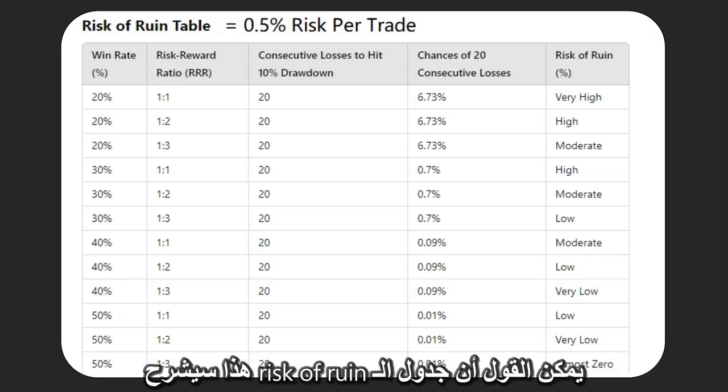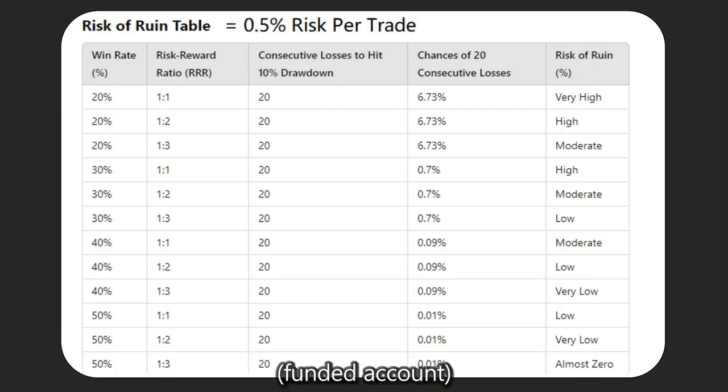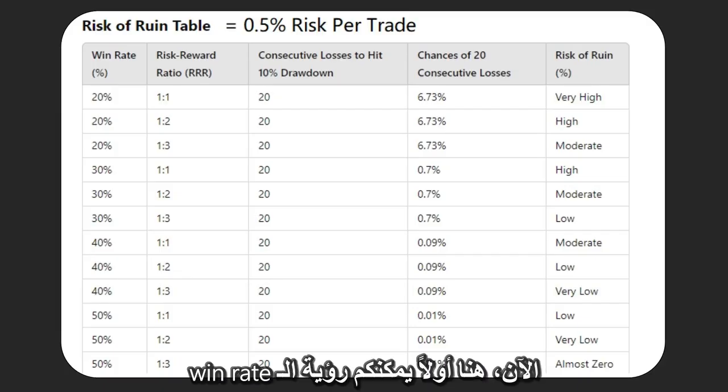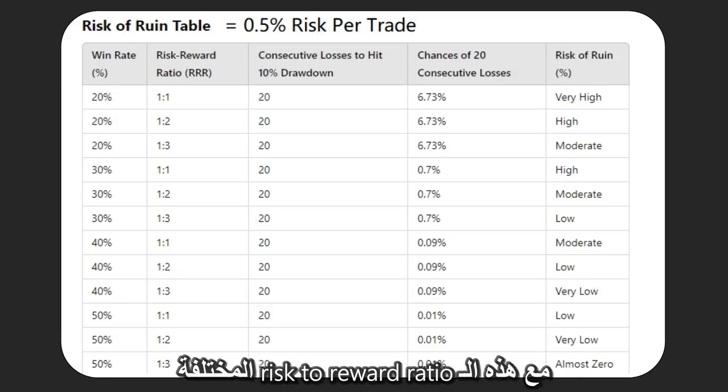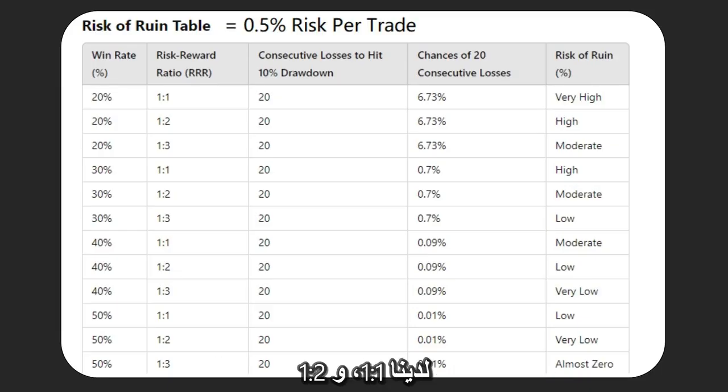So basically you can say that this risk of ruin table will explain the risk of ruin for your funded account. Now right here, first of all, you can see the different win rates, right? We've got a 20% win rate all the way up to a 50% win rate. And then along with it, we've got the different combinations of those win rates with these different risk to reward ratios. We've got the 1 to 1, the 1 to 2, and last but not least, the 1 to 3 risk to reward ratio and their combination with win rates.